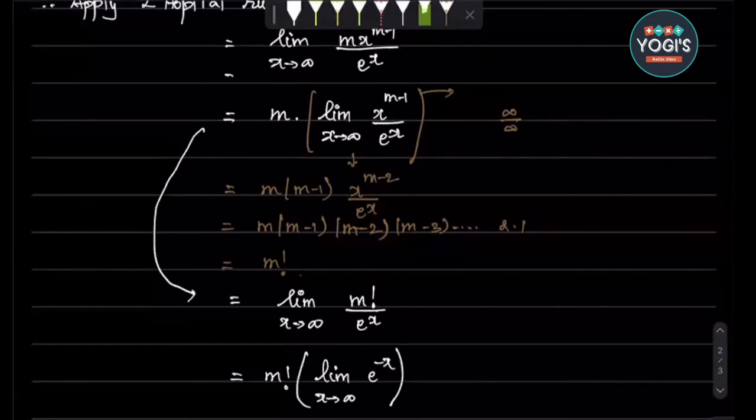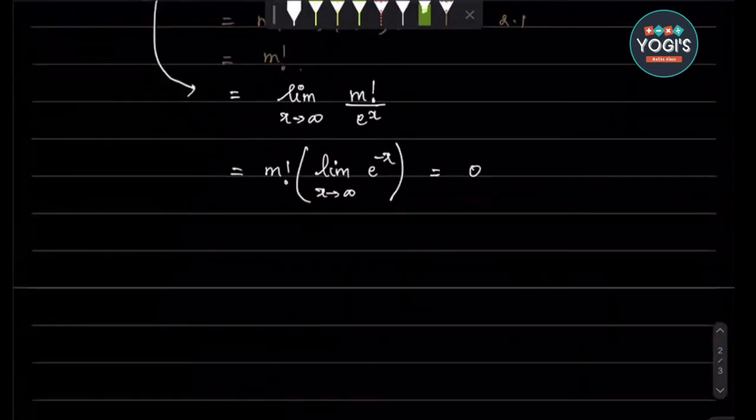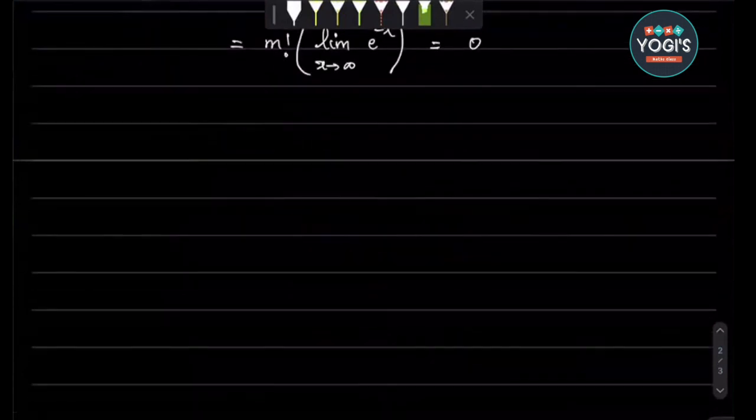Anyway, 0, sir. But 0 into anything is 0 only. So the limit is 0 here. Okay, children, please write it down. Sure. So let's do the problem. There are some basic properties in the gamma integral, children. We will do that. I'll tell you that.